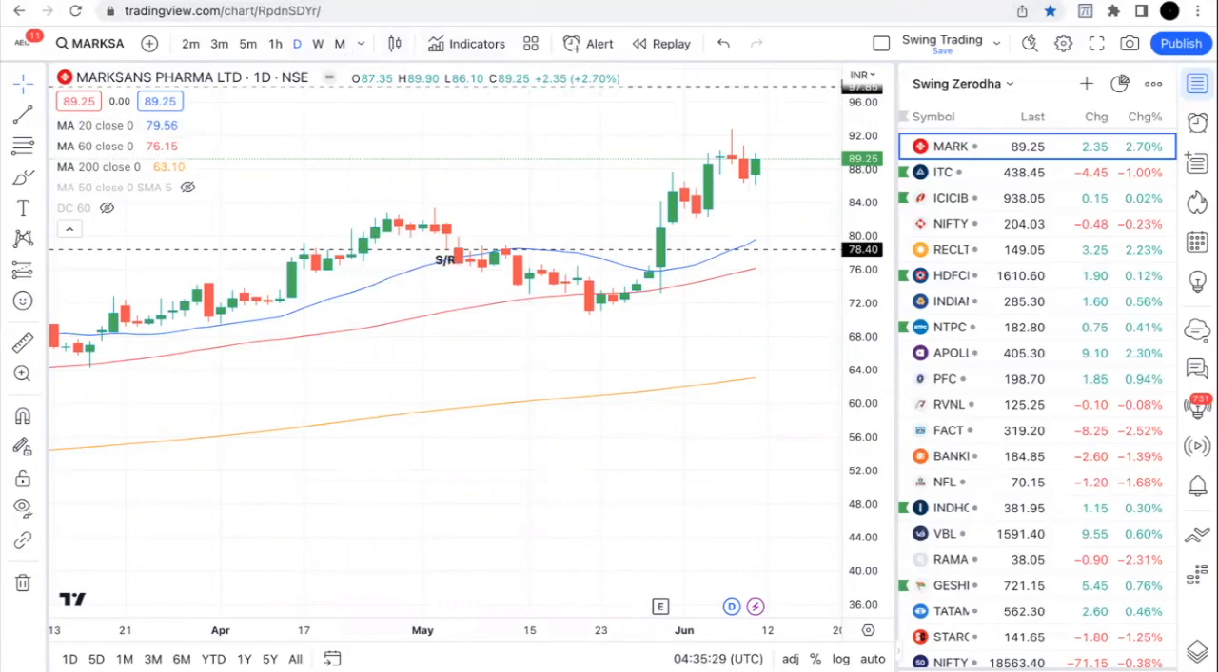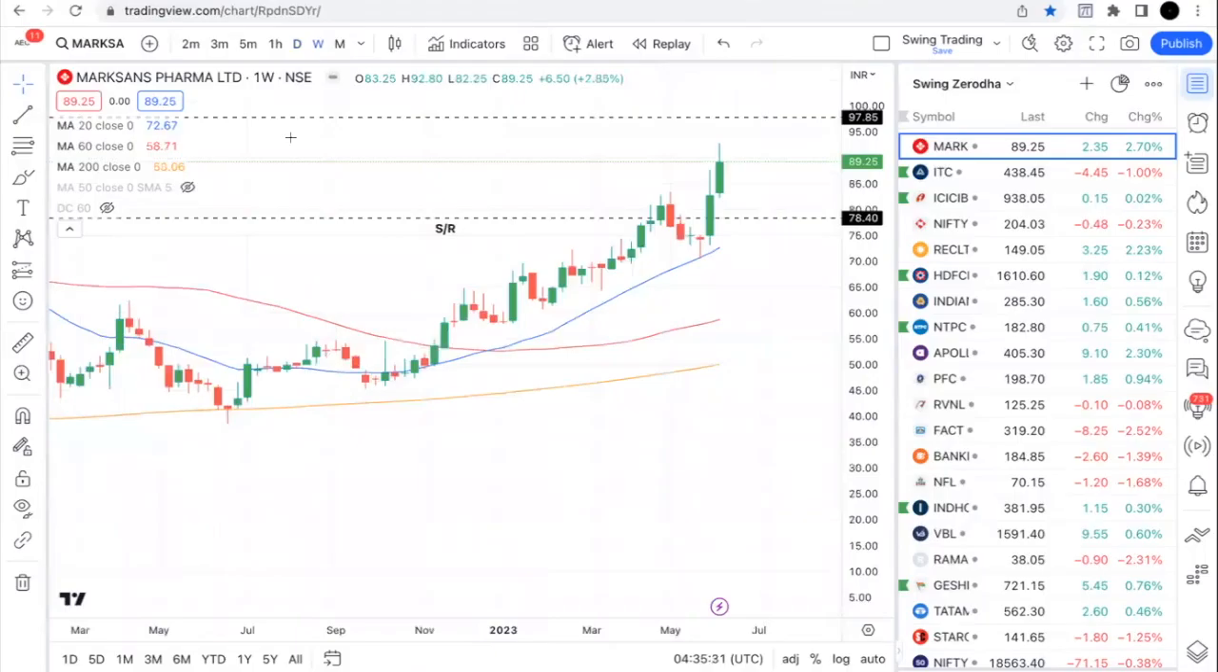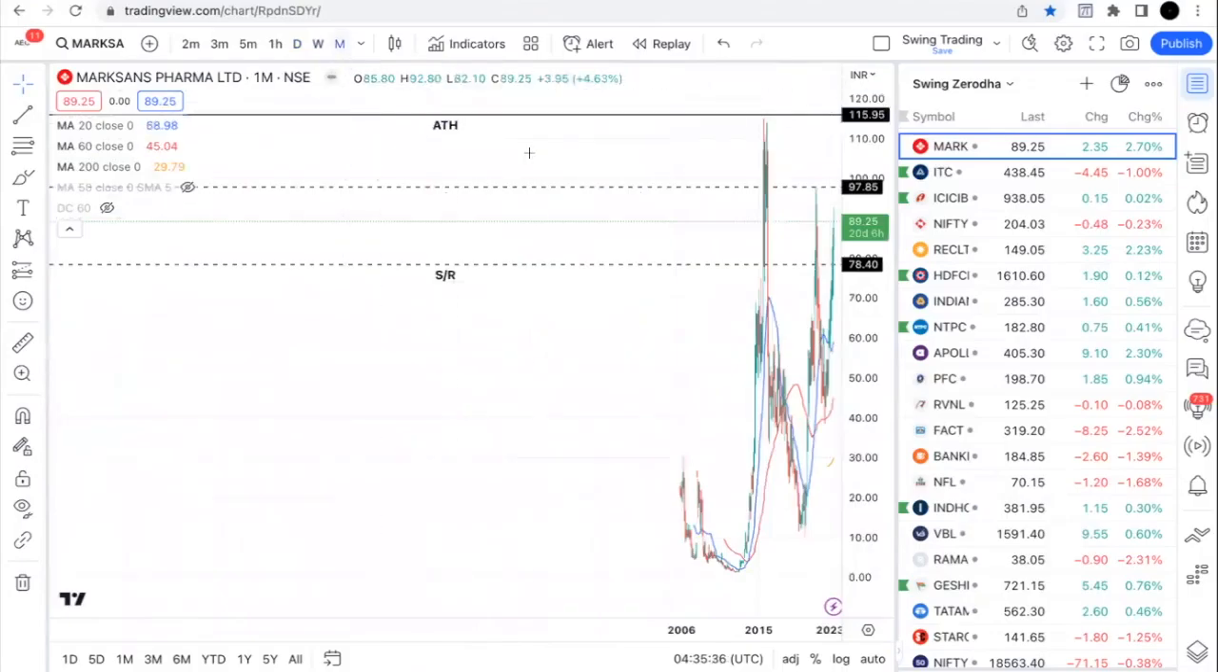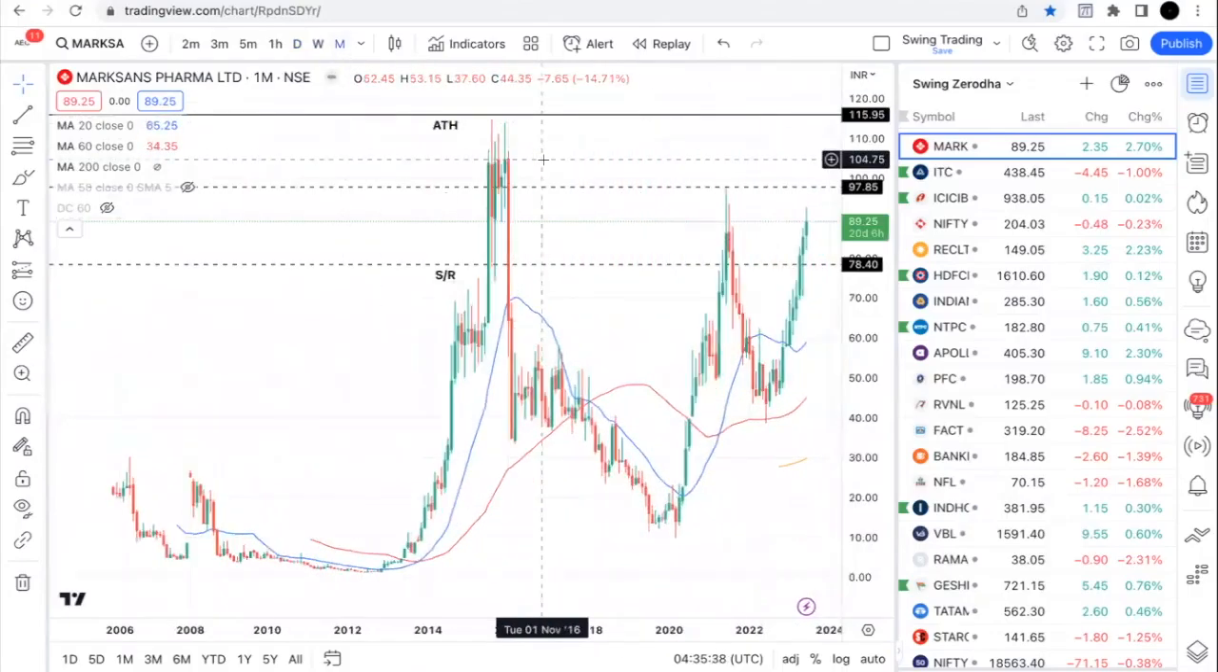So I selected one as the daily. I selected another tab for the weekly. And then I'm selecting the third tab for the monthly. Okay, and then I'm going to stretch it out. Here's what it looks like.